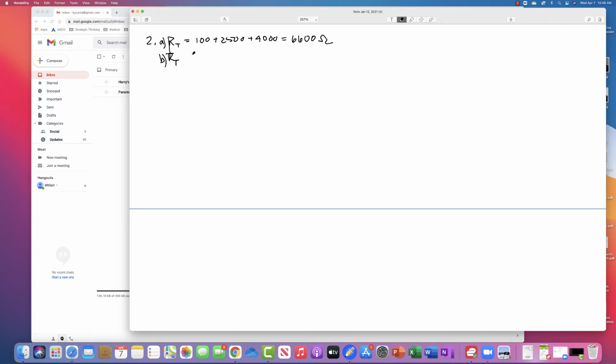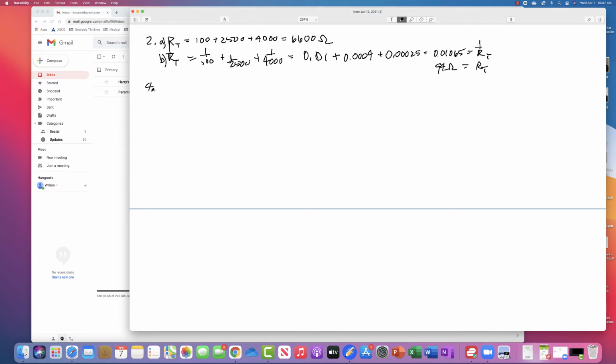Now the parallel is 1 over the total is equal to 1 over 100 plus 1 over 2500 plus 1 over 4000, which is equal to 0.01, that's 1 over 100, plus 0.0004, which is 1 over 2500, plus 0.00025, which is 1 over 4000. If you add that up, you get 0.01065. And then so that's 1 over RT. So RT is going to be the reciprocal of this, and the reciprocal of that number is 93.9 or 94 ohms.